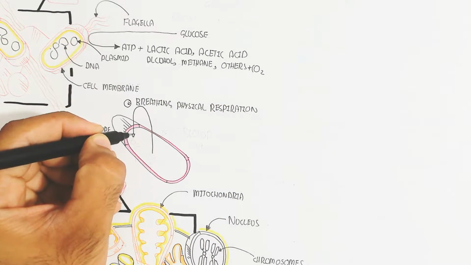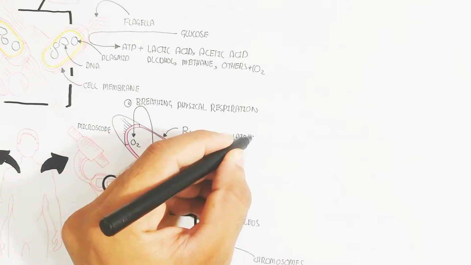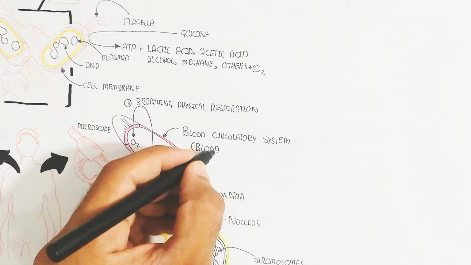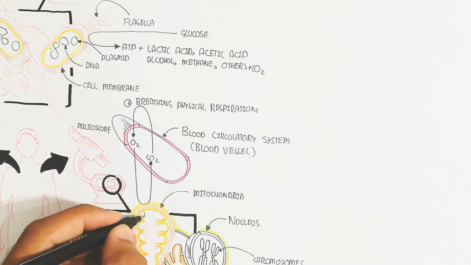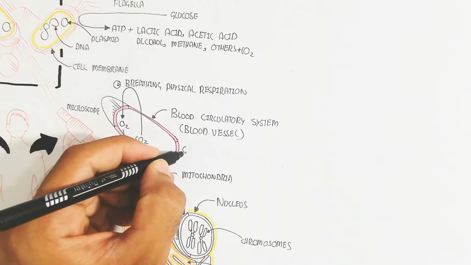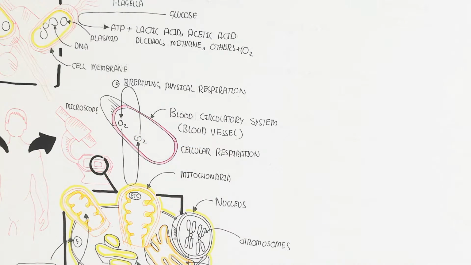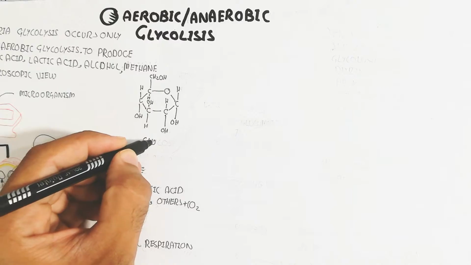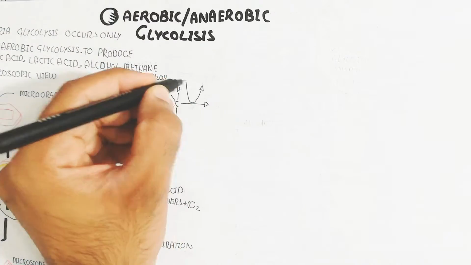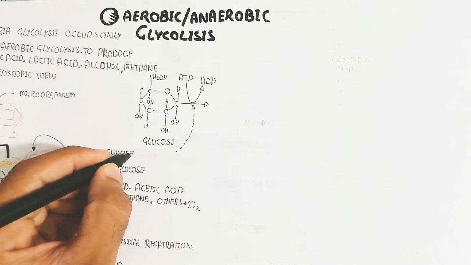So the physical respiration, through breathing, will lead to inspiration of oxygen and expiration of carbon dioxide. So this is the blood circulatory system, the blood vessel. In this physical respiration the oxygen will enter the blood and bind with the hemoglobin, and it will be transported to the mitochondria. So remember the mitochondrial transportation, but carbon dioxide is released as a byproduct into the blood circulatory system and exhaled. So let's begin to understand glycolysis.